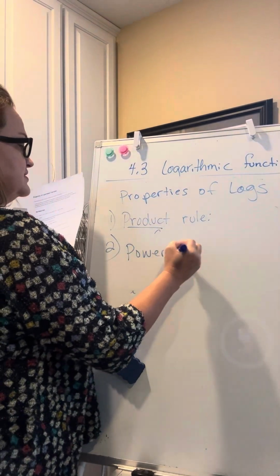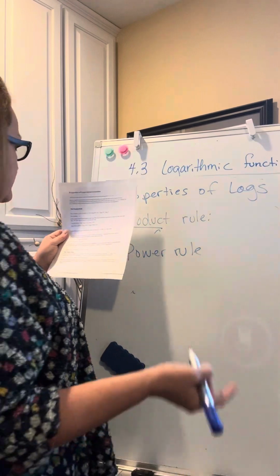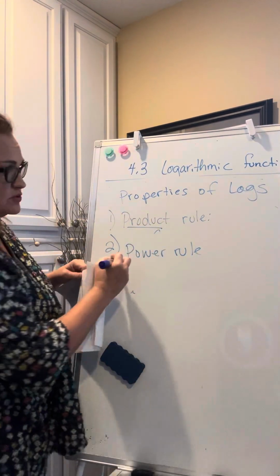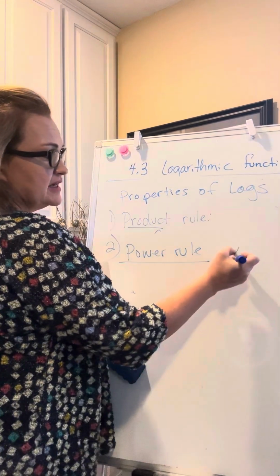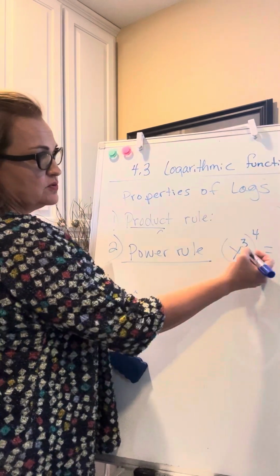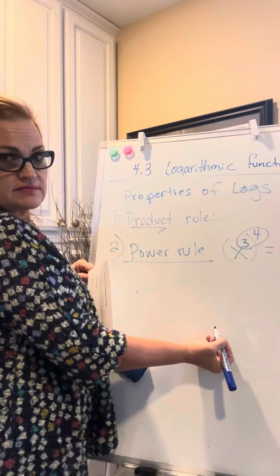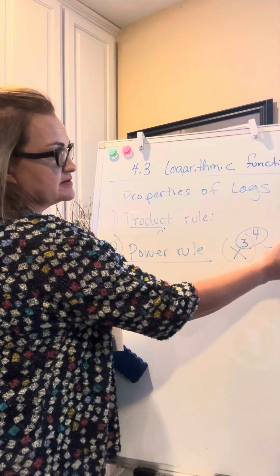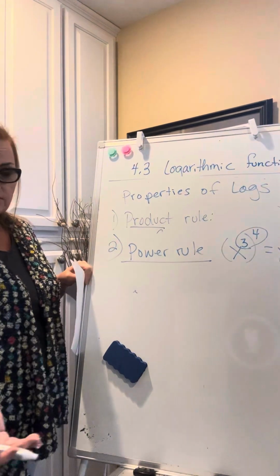The power rule says if you have a power to a power, it multiplies. I'm going to remind you of what that looked like with exponents. If you had x to the third raised to the fourth, the exponent rule says you multiply exponents to exponents. Okay, that's what it looked like for exponents.